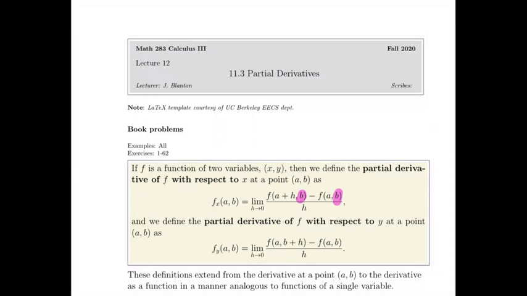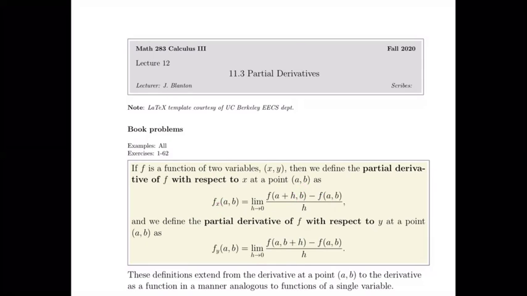So we're holding b constant, and that's the theme of partial derivatives in general: whatever variable you're not taking the derivative of is held constant, and we essentially do nothing in that component. We treat the variables in the second component as constants. They don't move with respect to the limit.